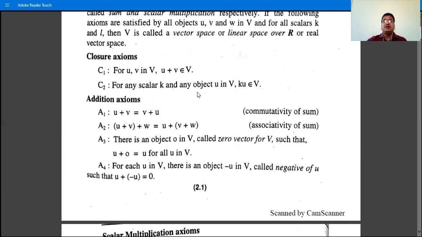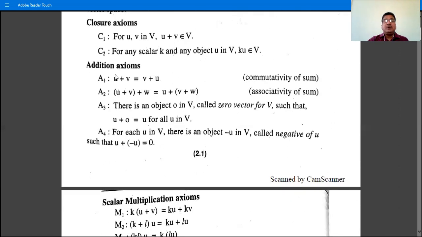The second property fails for the set of natural numbers, because a scalar and an element of N have a multiplication that does not belong to N. We have some scalar, suppose k is 1/2, and suppose u is 3, then ku is 3/2, and 3/2 is not a natural number. So the set of natural numbers, and the set of integers Z also, is not a vector space or linear space, because the second property also fails in the set of integers.